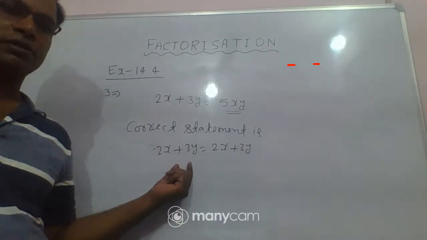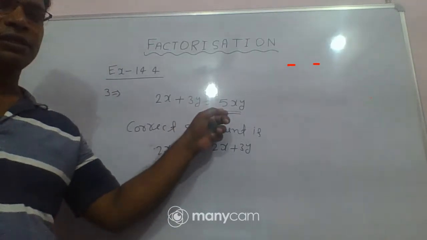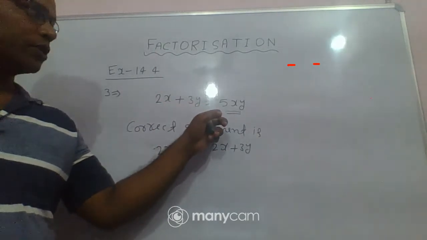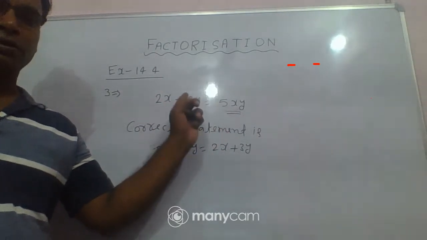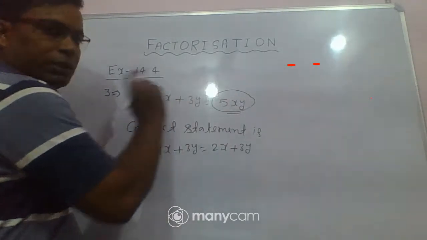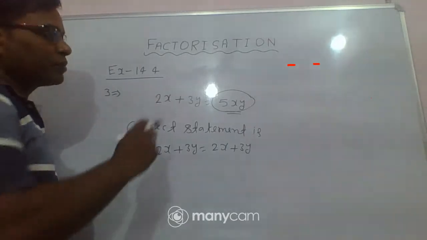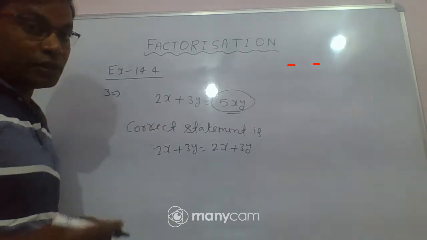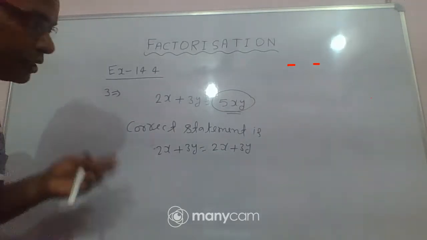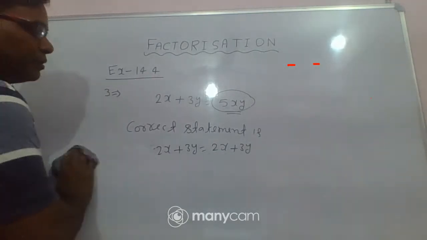x and y are both unlike, so addition or subtraction is not possible here. So we can't write 2x plus 3y is equal to 5xy. It is not possible. So here is the error according to the left hand side. Clear? According to the left hand side.